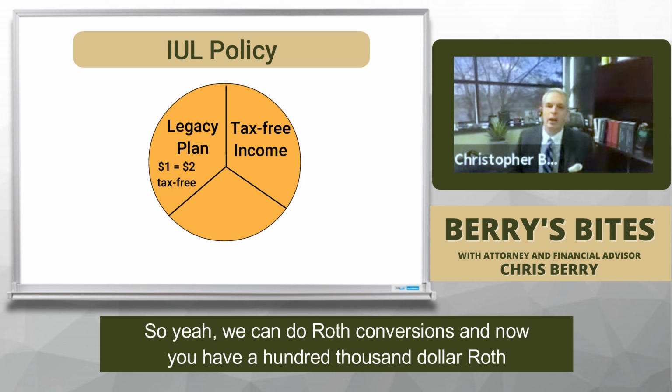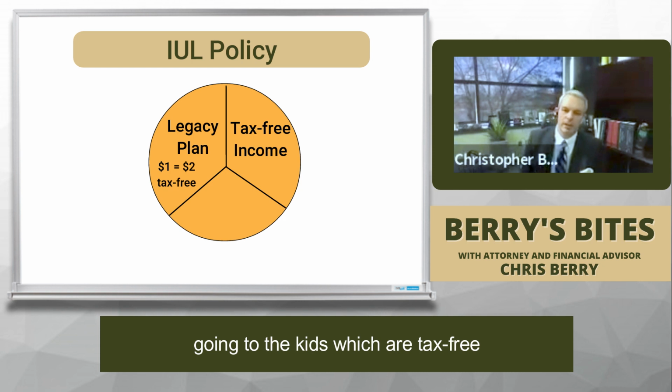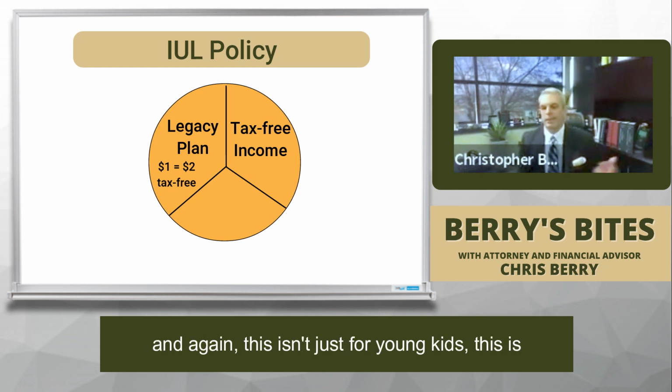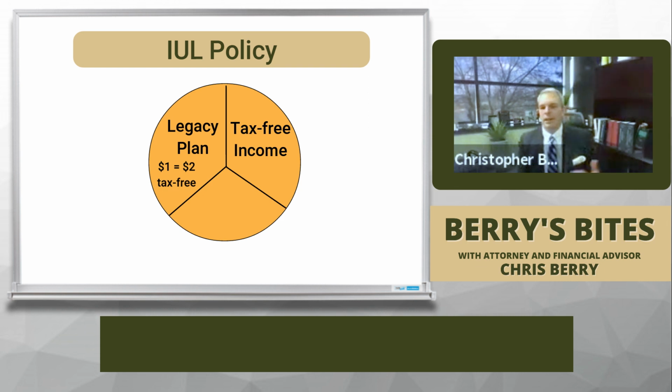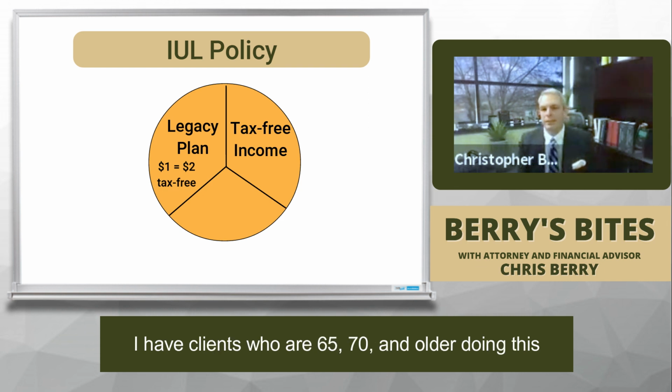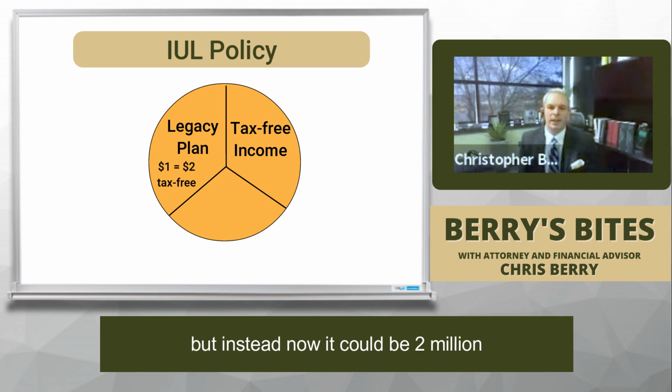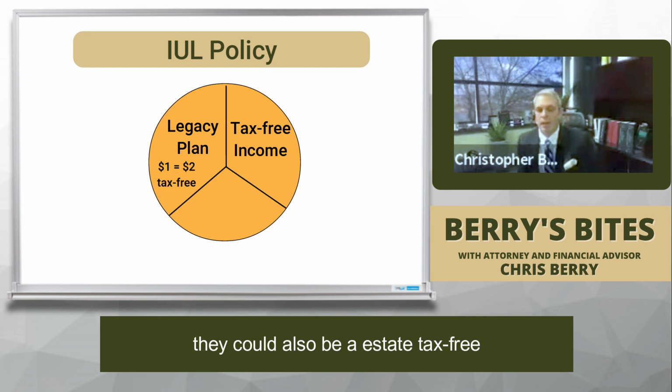So yeah, we could do Roth conversions, and now you have a $100,000 Roth going to the kids, which is tax-free. But depending on your age and health, and again, this isn't just for young kids, I have clients who are 65, 70 and older doing this. If we can leave, instead of $100,000 or $1 million to the kids inside of a Roth, but instead now it could be $2 million tax-free, that could also be estate tax-free, we're creating some leverage there.